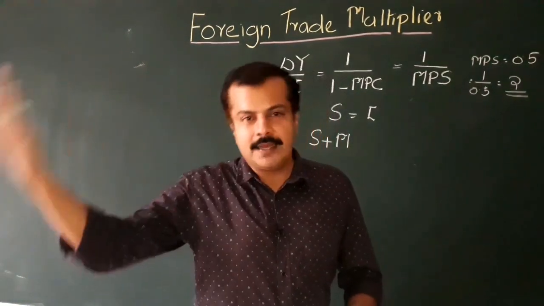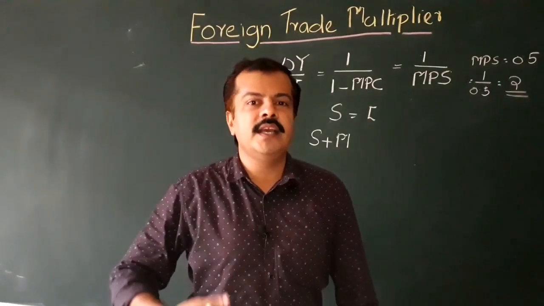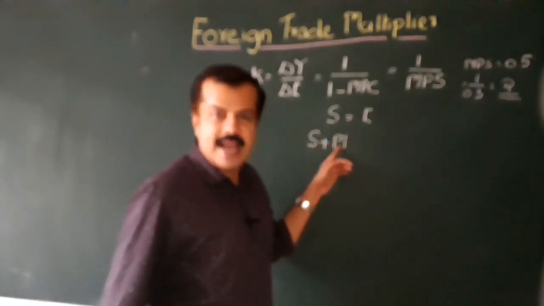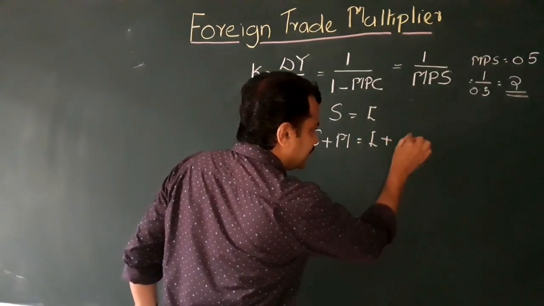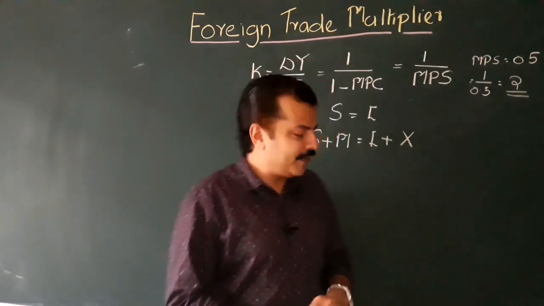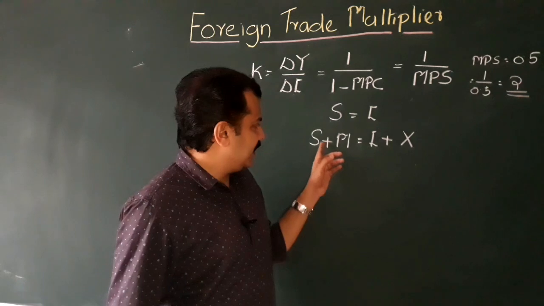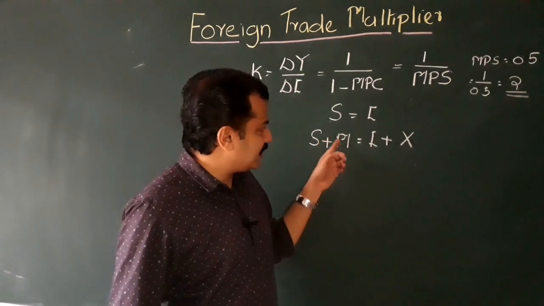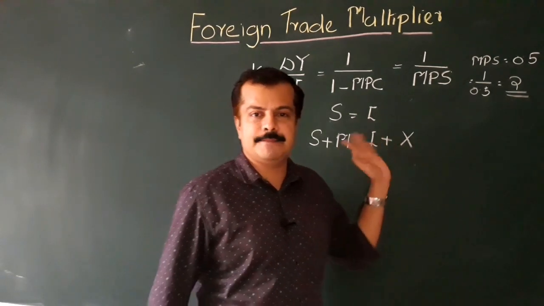We purchase commodities produced in a foreign country and our money goes out of our system. So saving plus import is considered as a leakage. Now along with the investment, we have another injection, let us call it X, export. So we have a new equation in an open economy, where this is the leakage and this is the injection: savings plus import equals investment plus export.